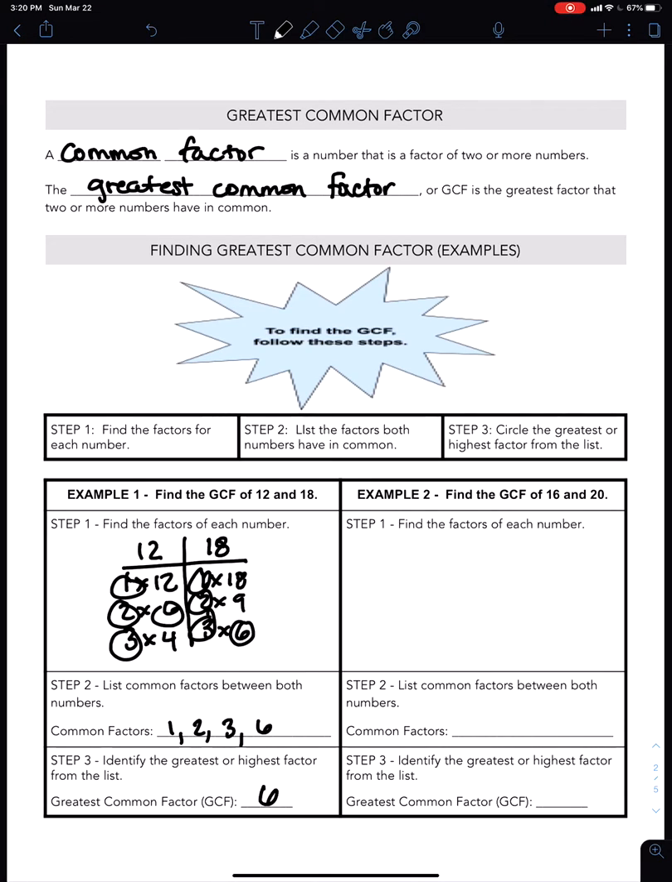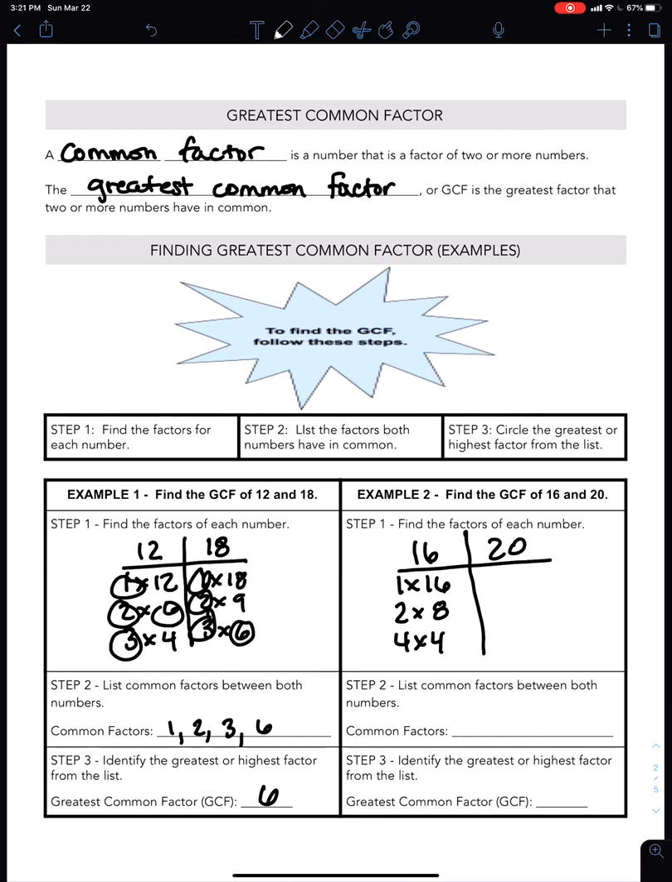Step 1, find the factors of each number. You're writing this, like I said, on the paper that you have next to you, and you are making a T-chart first. So I made my T-chart and I'm putting 16 and 20 at the top. I'm going to write down the factors for both of those numbers. My first one is 1 times 16. Then I have 2 times 8. And then I have 4 times 4.